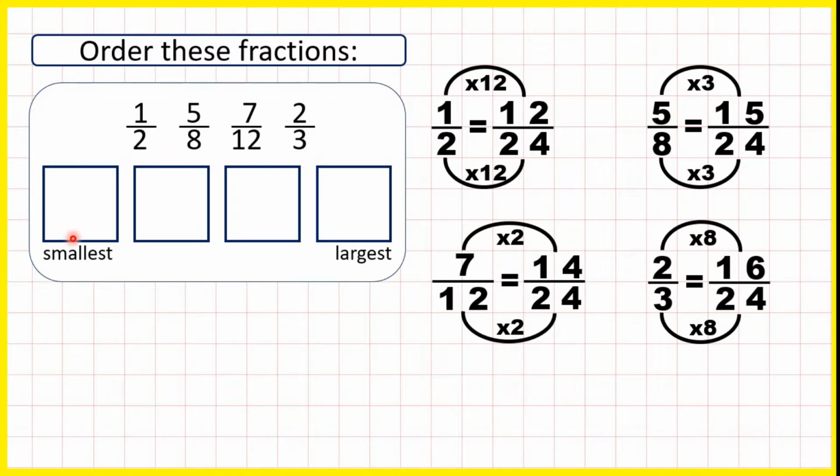So now the smallest fraction is 12 over 24, which is equivalent to 1/2. Next smallest is 14 over 24, which is equivalent to 7/12. Then we have 15 over 24, which is the same as 5/8. And then our largest fraction is 16 over 24, which is equivalent to 2/3.